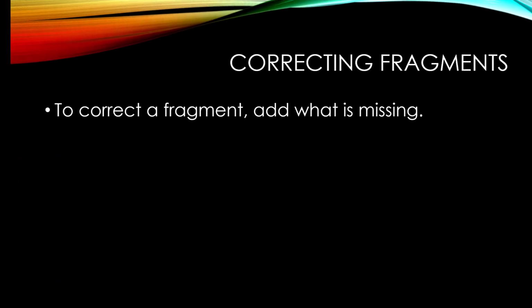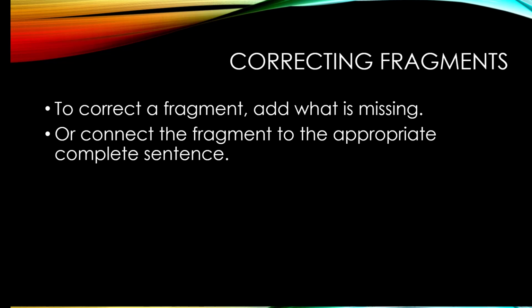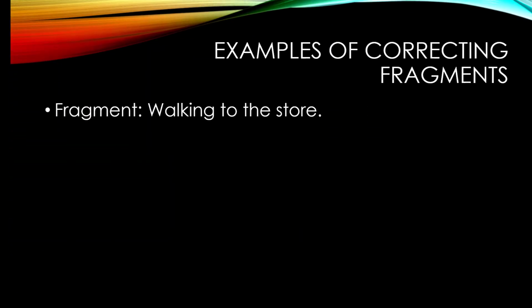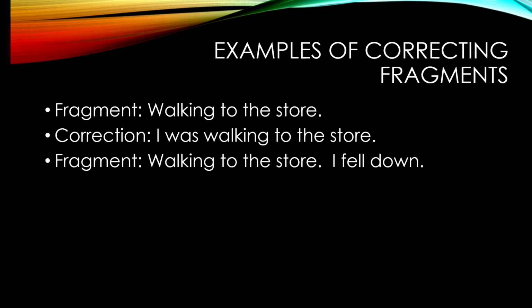Correcting fragments, you have to add what's missing or connect the fragment to a complete sentence. That's another way you can do it. So here are some examples. Walking to the store is a fragment. It's incomplete. But I was walking to the store. You've added the subject and the verb. Now it's a complete sentence.